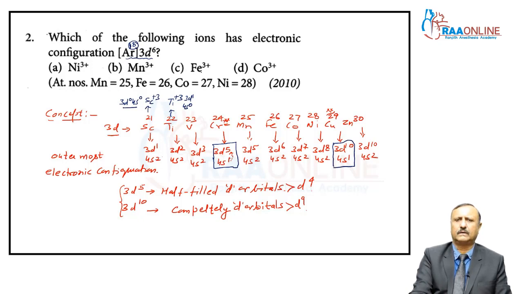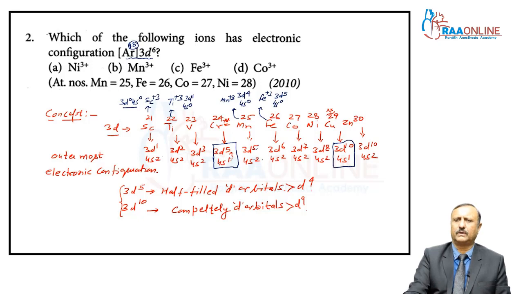In this way, my dear students, here you can see the 4 options. This is cobalt, iron, manganese. If manganese is converted to Mn+3, then 2 electrons are removed from here and 1 electron is removed from here. So, you can get 3d4, 4s0. When this iron is converted into Fe+3 by removing 2 electrons from here and 1 electron from here, then you can get 3d5, 4s0.